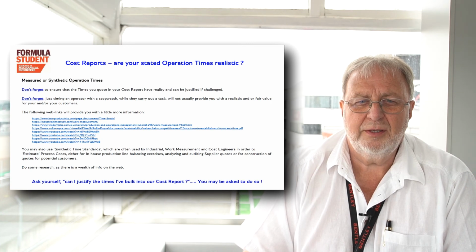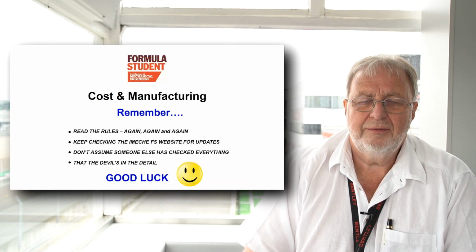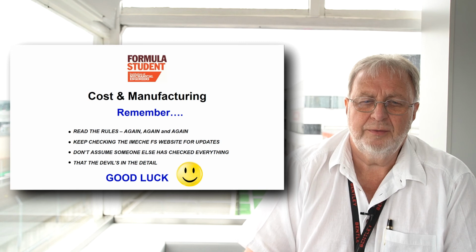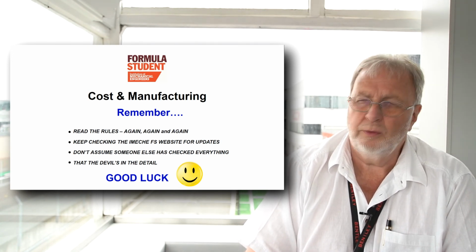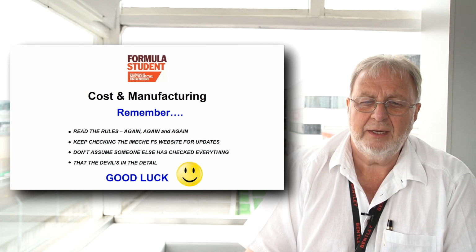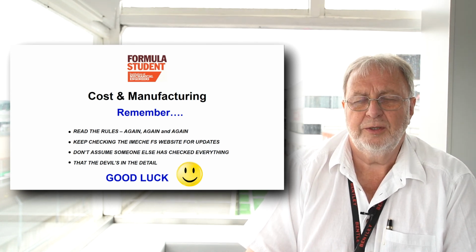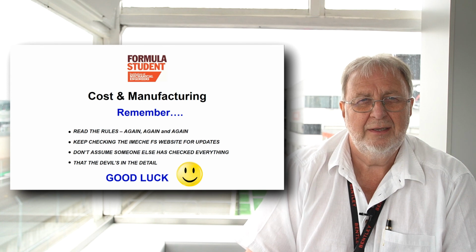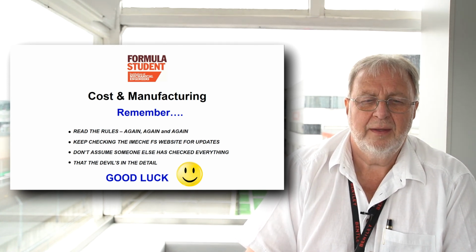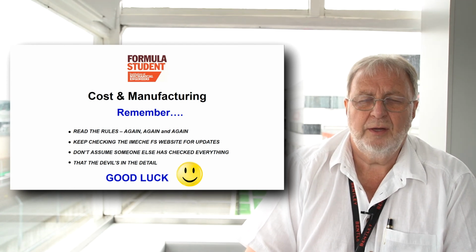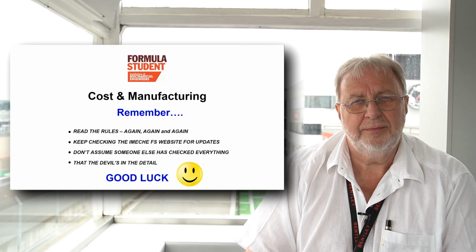So, in summary, from a cost of manufacturing judging point of view, don't forget, read the rules over and over. Make sure that you're all familiar with them. Keep checking with the IMechE Formula Student websites for any updates. There's a lot of material out there now, particularly for cost of manufacturing at the events. Don't assume somebody else has checked the information.